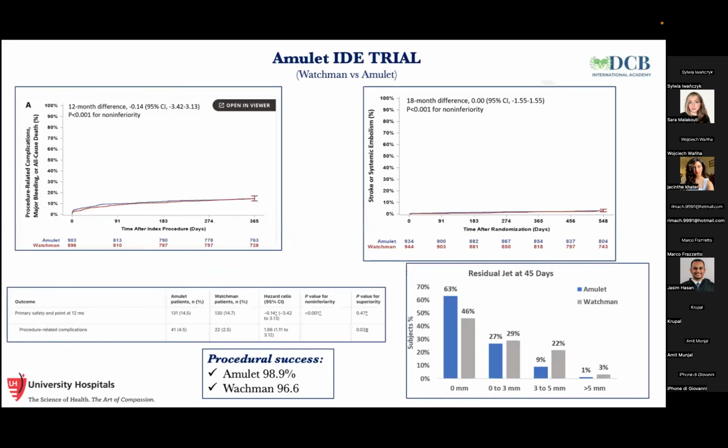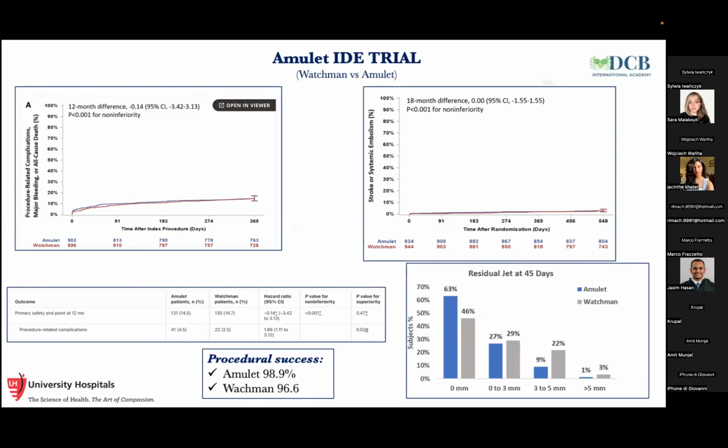This is the last trial that was performed regarding left atrial appendage closure. This is the AMULET IDE trial. This is an important trial because AMULET had to show the non-inferiority compared to Watchman to be approved in the United States, so for the FDA approval. First thing, there is non-inferiority. This was quite expected because AMULET is a safe device.